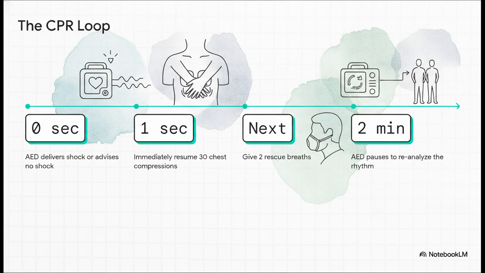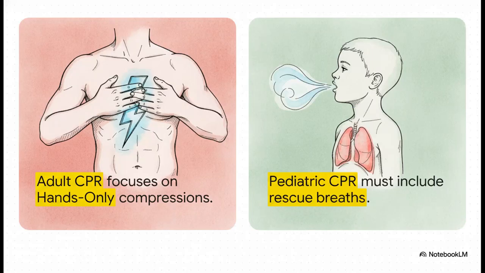Let's say at 0 seconds the AED delivers a shock, or maybe advises no shock. Within 1 single second of that prompt, you must immediately resume 30 chest compressions, followed right away by 2 rescue breaths. You do not stop and wait to see if they wake up. You just keep doing this continuously for 2 solid minutes until the AED prompts you to pause again so it can reanalyze the rhythm. Smooth coordination between you and whoever is helping should keep your total pause time strictly under 10 seconds per cycle.